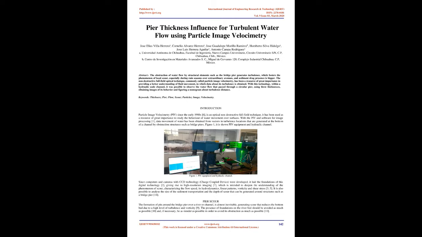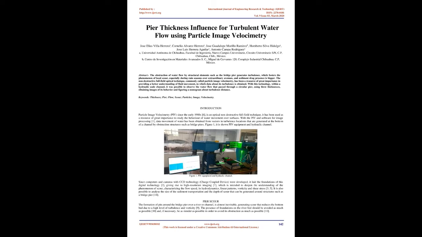The non-destructive full-field optical technique, commonly called particle image velocimetry, has been a resource of great importance in providing a better understanding of fluid movement, in which data about its turbulence is obtained. With this technology, within a hydraulic scale channel, it was possible to observe the water flow that passed through a circular pier, using 3 thicknesses, obtaining images of its behavior and figuring a nomogram about turbulence distance. Keywords: thickness, pier, flow, scour, particles, image, velocimetry.